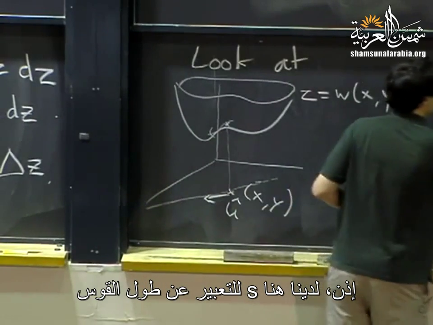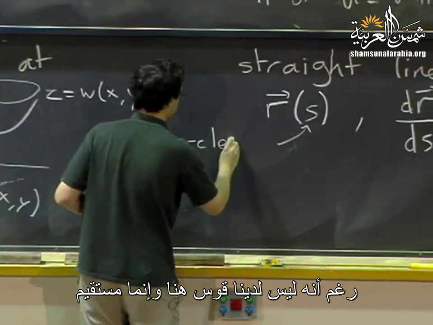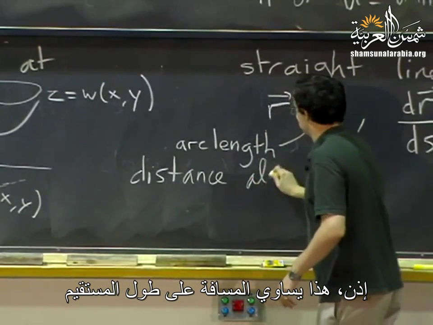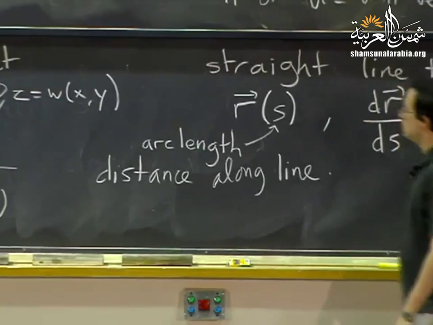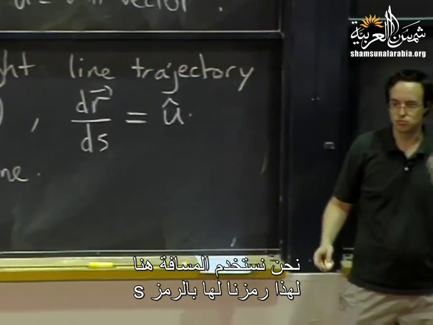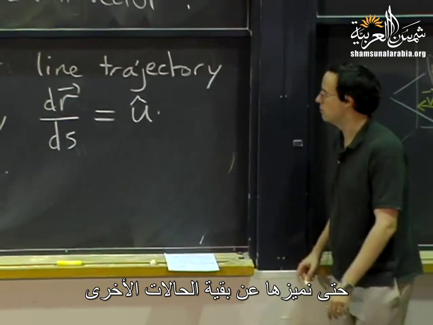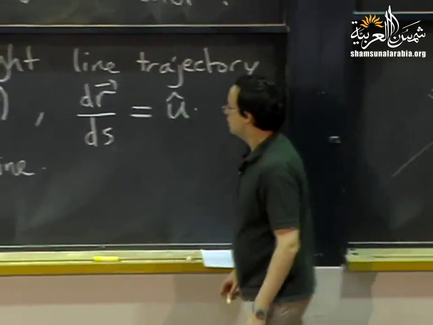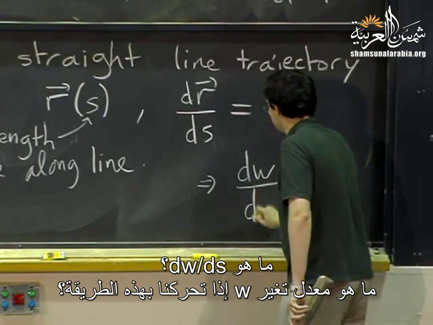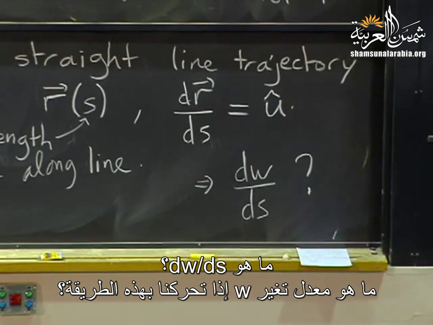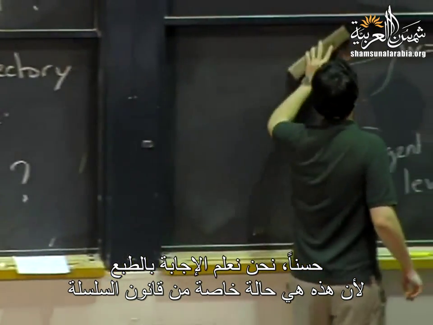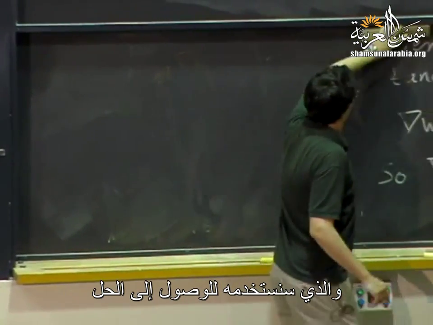Here it's called s in the sense of arc length, or actually it's not really an arc because it's a straight line, so it's the distance along the line. Because we are parameterizing by distance, we're just using s as a convention, to distinguish this from other situations. And now the question will be, what is dw ds? What's the rate of change of w when I move like that? Of course, we know the answer, because that's a special case of a chain rule. So that's how we will actually compute it.